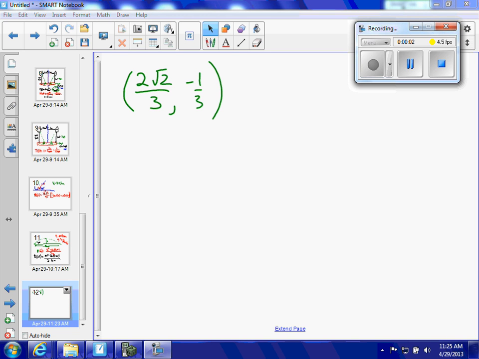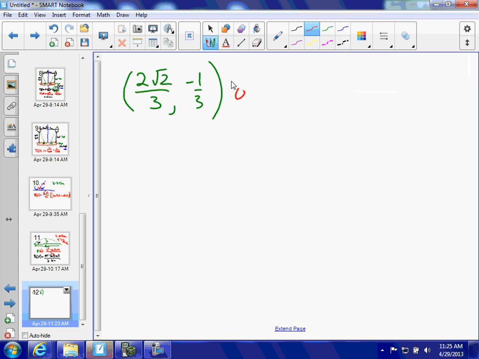In this problem, I am given a point on the unit circle, with those coordinates. And I have to find the exact value of the 6 trig functions of the angle in standard position with a terminal side that includes the point.